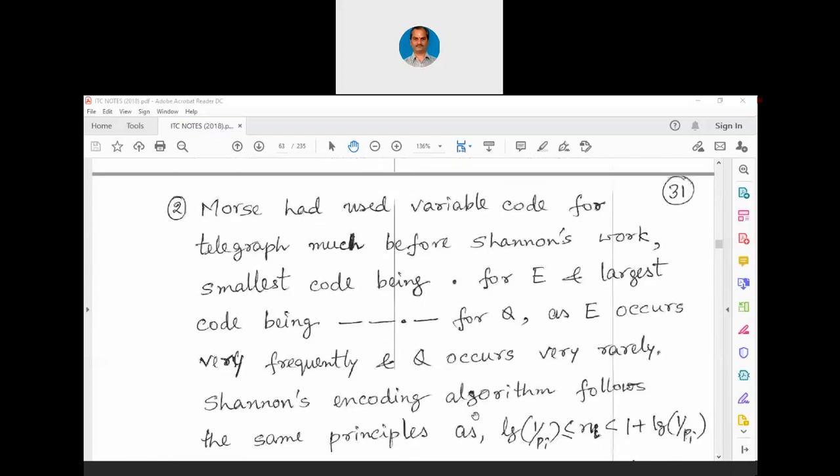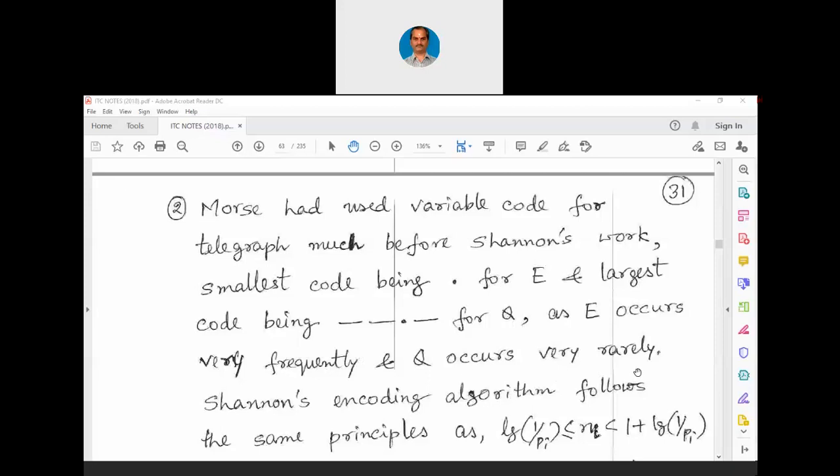We have one more example here. Morse had used a variable code for the telegraph much before Shannon's work, and because of Morse we had the telegraph at that time. He used only two symbols, dot and dash. Using this dot and dash, he represented the complete alphabet of the English language. The smallest code, dot, is for E, and the largest code, dash dash dot dash, is for Q. Why? E occurs very frequently in the English language and Q occurs very rarely.